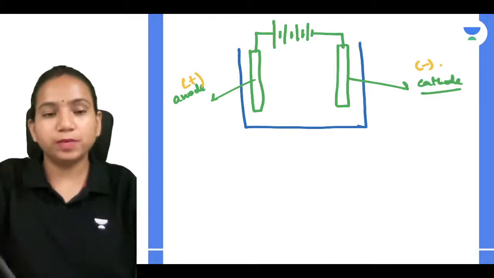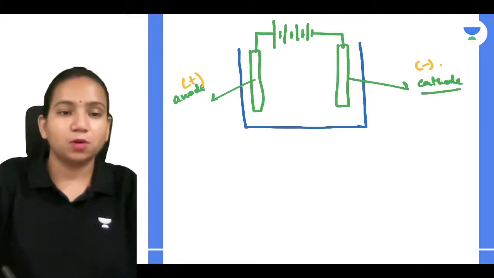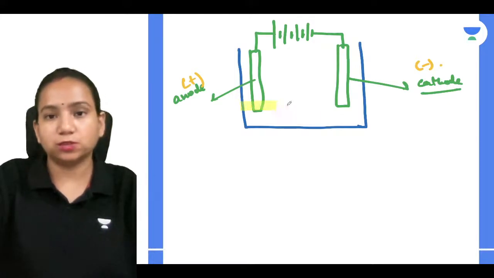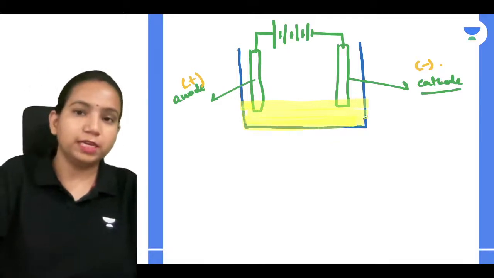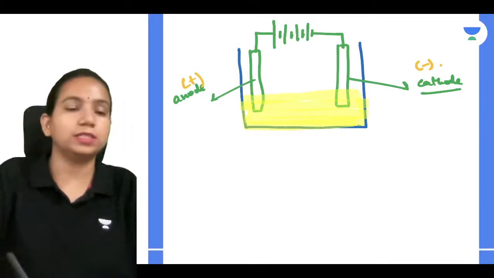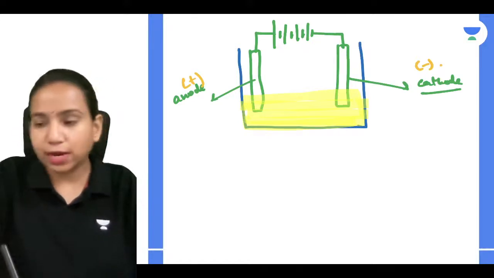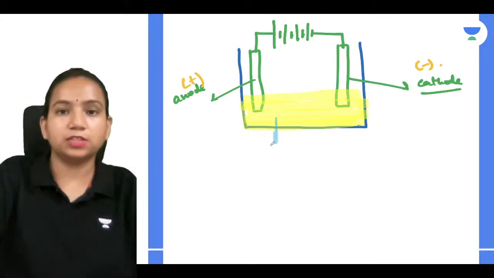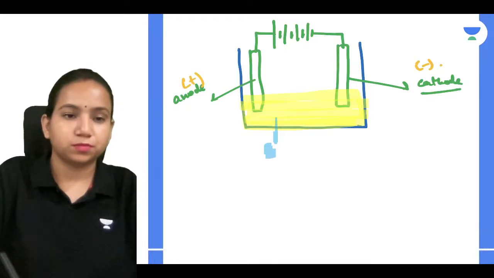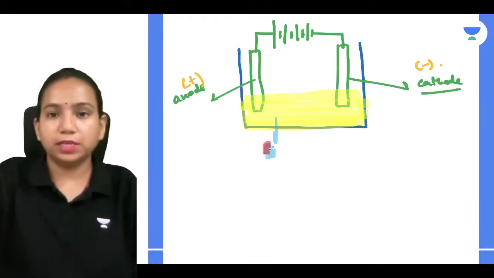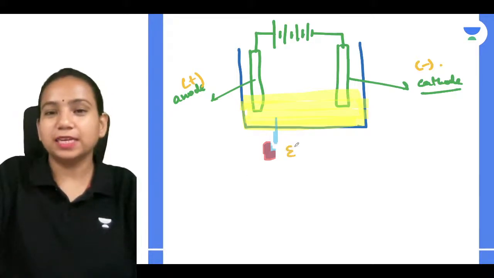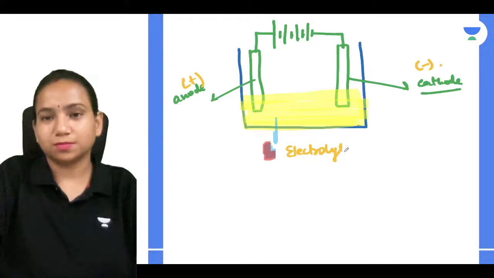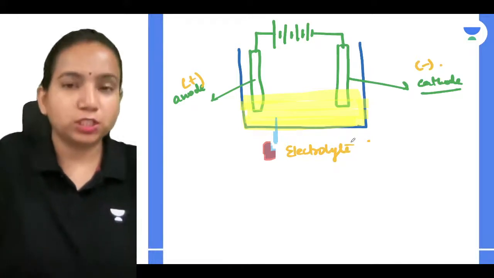Now what will you be having? You will be having some electrolyte over here. Now what electrolyte you take depends upon what substance or what reaction you want. So you'll be taking any electrolyte; this is your electrolyte only. Very good. So anode is positive and cathode is negative.